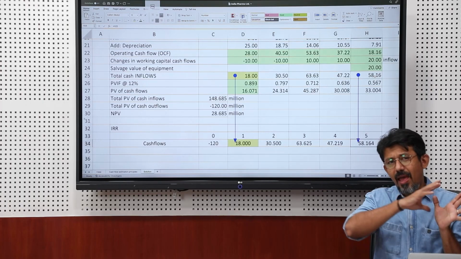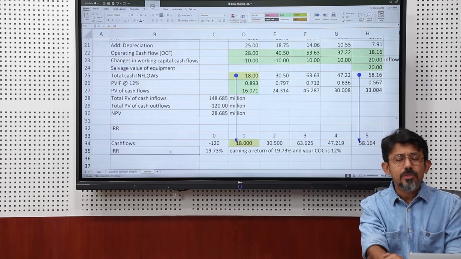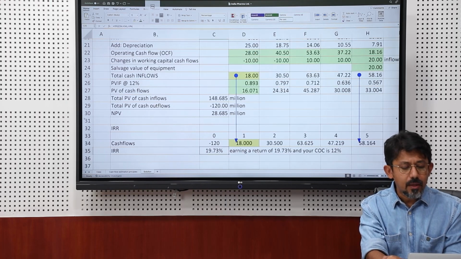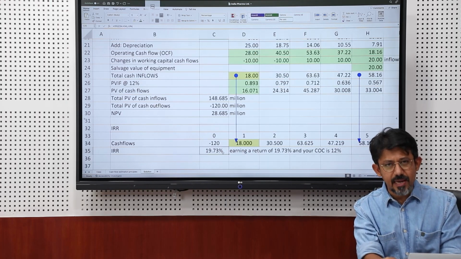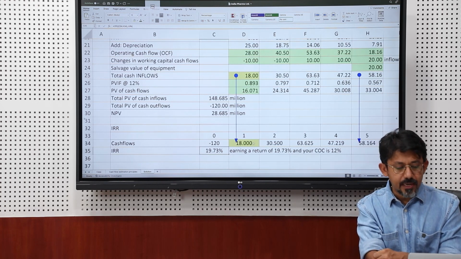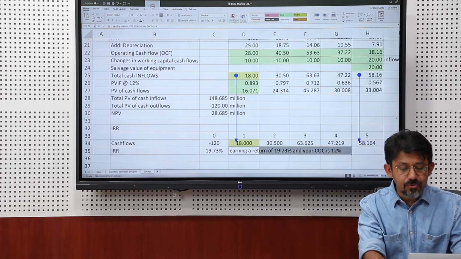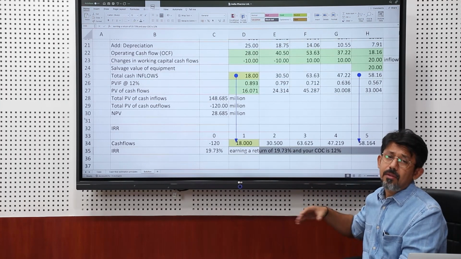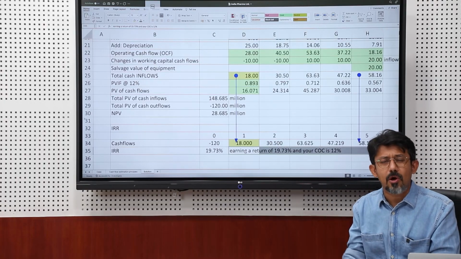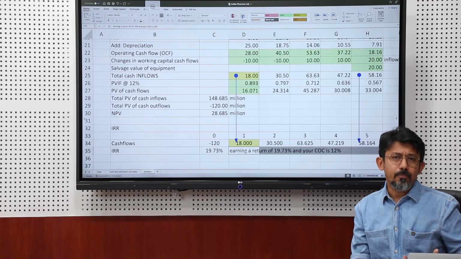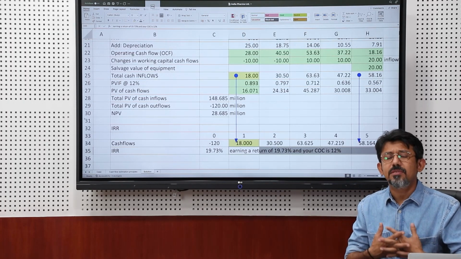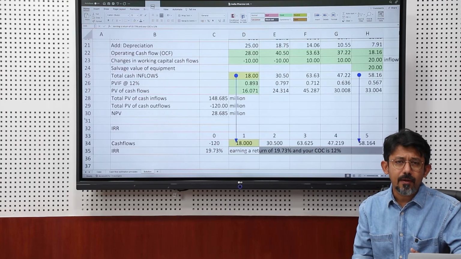So, now that we have the negative and the positive cash flows, all that we do is look at the inbuilt IRR formula for looking at the IRR calculation, and once I use the inbuilt formula, I get a 19.73% as the internal rate of return of the project. Earning a 19.73% return on your cost of capital of 12%, the IRR rule is simple. If your IRR is more than the cost of capital, you go ahead and accept the project. So, both from an NPV and an IRR perspective, this is a project that you go ahead and accept.